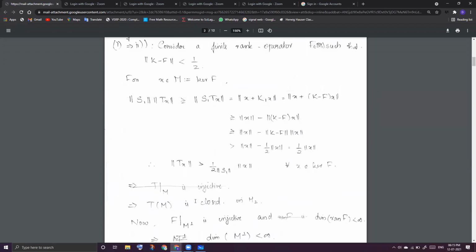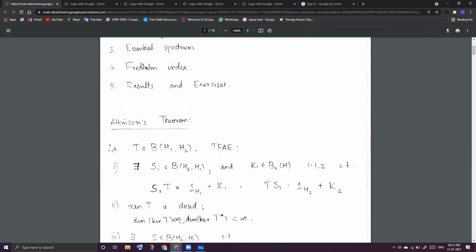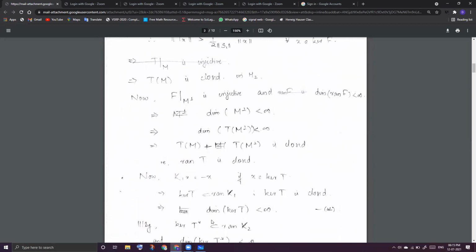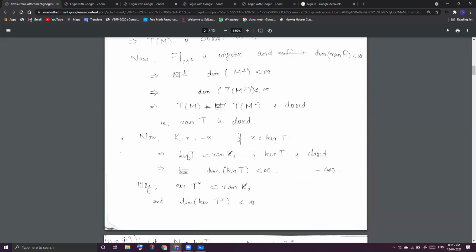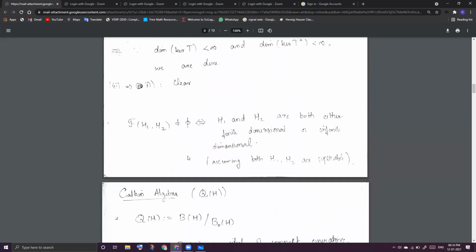So yeah, as I said, any operator satisfying these 3 equivalent conditions is called a Fredholm operator. And now again, a Fredholm operator is an operator that is invertible up to a perturbation by a compact operator. So this is some small remark.